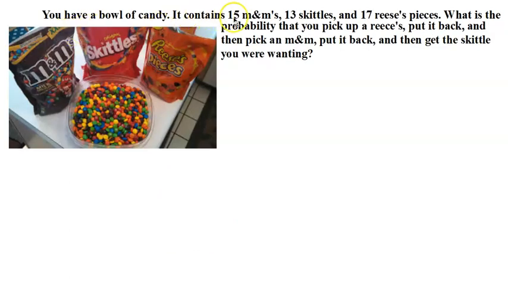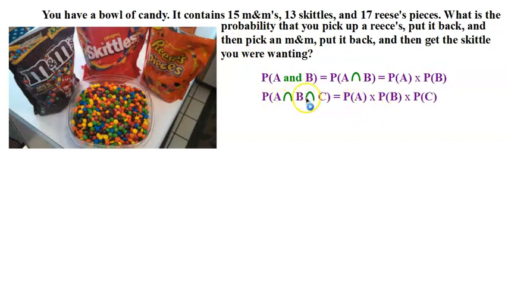You have a bowl of candy. It contains 15 M&Ms, 13 Skittles, and 17 Reese's Pieces because somebody was a jerk and mixed them all up. What is the probability that you pick up a Reese's, put it back, pick up an M&M's, put it back, and then get the Skittles that you were wanting in the first place? All right. Well, probability of two things happening, probability of A and B, or with the little intersection there, is a probability of A times the probability of B. Now we've got three things happening, so it will be the probability of A and B and C. So probability of A times the probability of B times the probability of C.